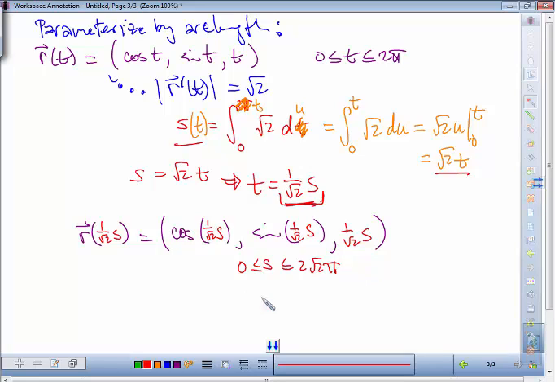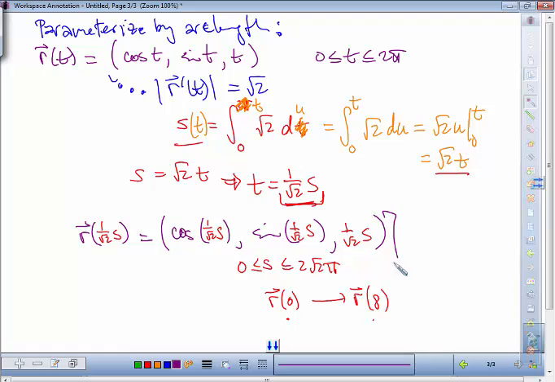That also means that if I go from r of 0 to r of, pick a number, 8, then the arc length from here to here is going to be 8. Okay? So that's the key about parameterizing by arc length.